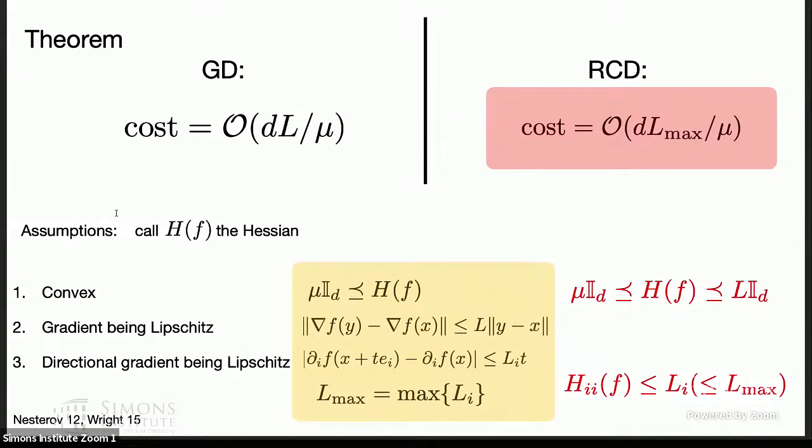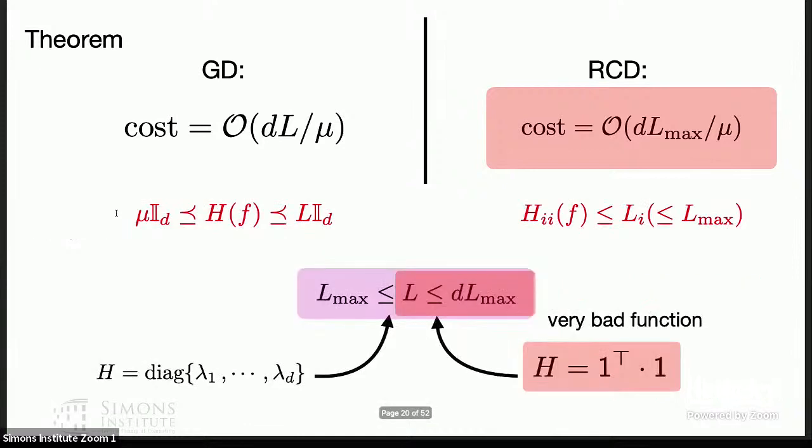And random coordinate descent says the cost is almost identical. You still have the d dependence, you still have the mu dependence, but you replace L by L max. What is L max? So you write down H as your Hessian. The mu, as a convexity, is a lower bound. L, as a Lipschitz constant, is the upper bound. And L max is simply the biggest entry along the diagonal of the Hessian. That basically indicates I'm looking at the stiffness of each particular coordinate in the objective function, and I'm picking the biggest stiffness.